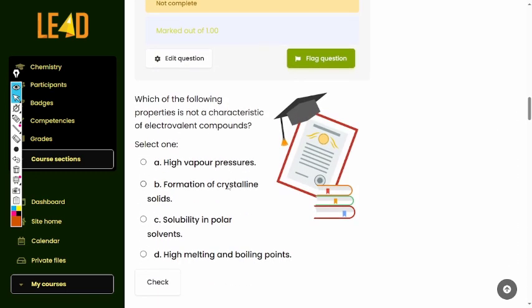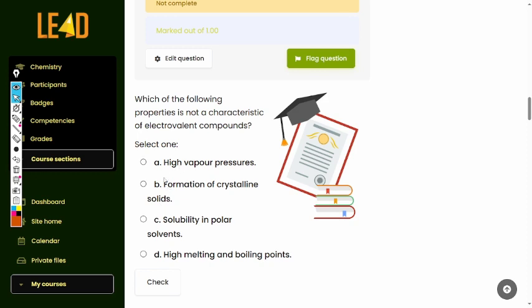104. Which of the following properties is not a characteristic of electrovalent compounds? Okay, so let's see. High vapor pressure. No, they don't have high vapor pressures. High vapor pressure is exhibited by compounds that are volatile or that easily turn into gases, such that the amount of gas you have compared to the liquid is higher, so that gives it a higher vapor pressure. So it's covalent compounds that usually have high vapor pressures because they are volatile.